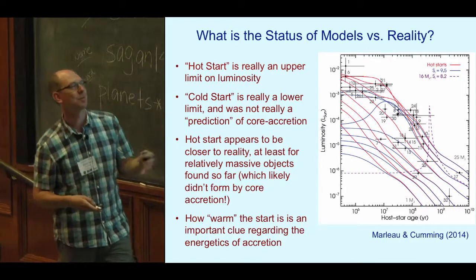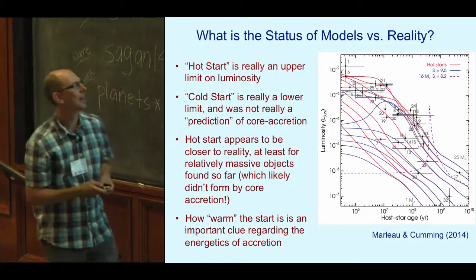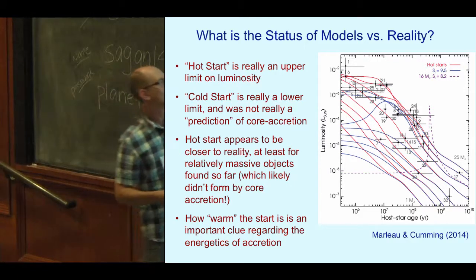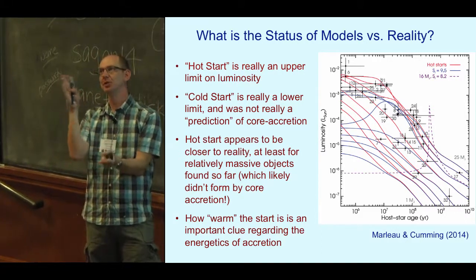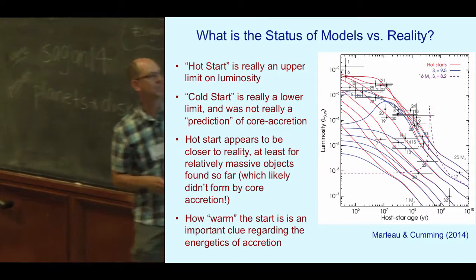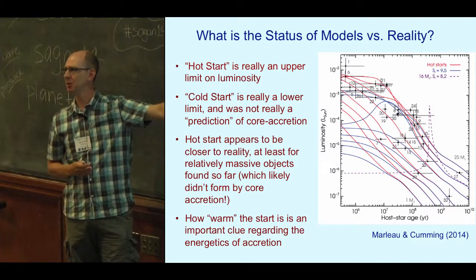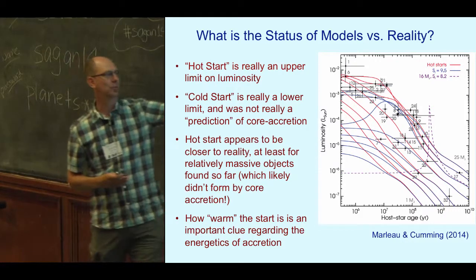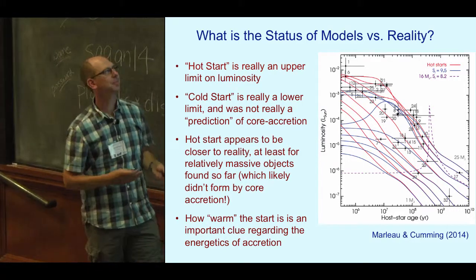And I certainly would advocate what Travis mentioned, that you can't just plot an object on here and tell how it formed. What I would say is that instead of thinking about hot start versus cold start, they're really the most extreme end members you can imagine. How warm the start is, is an important clue regarding the energetics of accretion. I think that's the most important takeaway point. And that's really what we should be trying to understand for these really young objects.